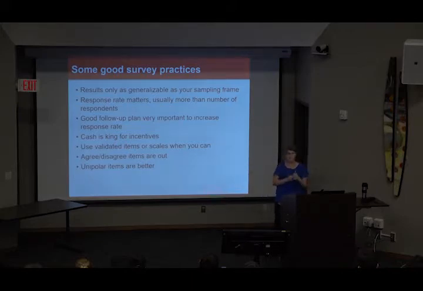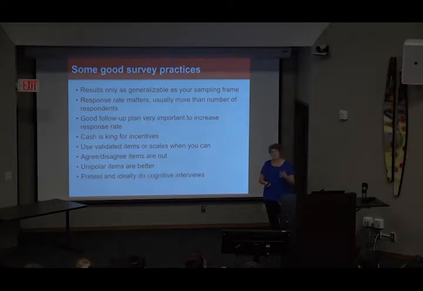And instead of doing that, methodologists recommend, for the most part, using unipolar items, only going one direction, saying, do you agree with this? None, a little, a lot, a great deal. So unipolar instead of bipolar is easier for a respondent to answer. So pre-testing your survey can be really important in figuring out some of the problems with it.